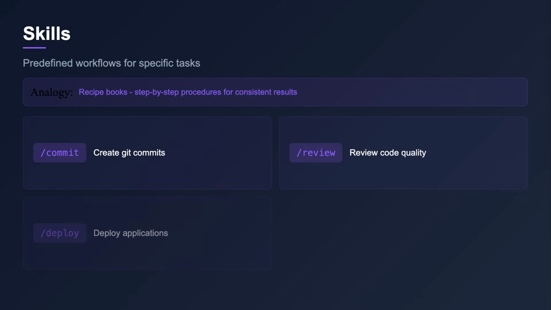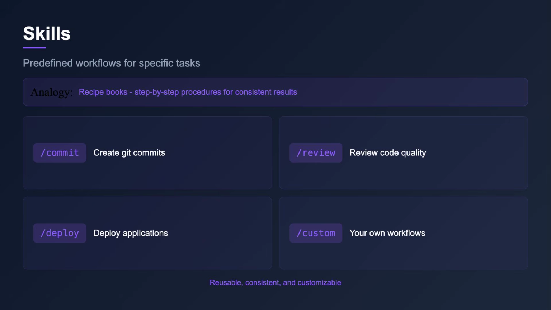Next up, skills. If agents are your team members, skills are their recipe books. A skill is a predefined workflow for handling specific tasks. Think of it like teaching Claude a specialized procedure. For example, a commit skill knows exactly how to analyze changes, write commit messages, and create pull requests. A code review skill knows the checklist to follow when reviewing code. Skills contain domain knowledge, they're reusable, and they help Claude perform consistent, high-quality work on repeated tasks.